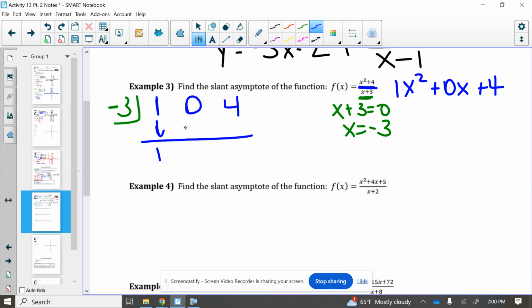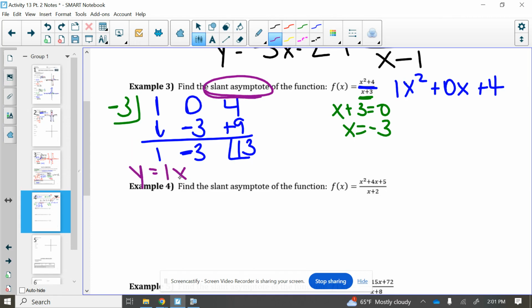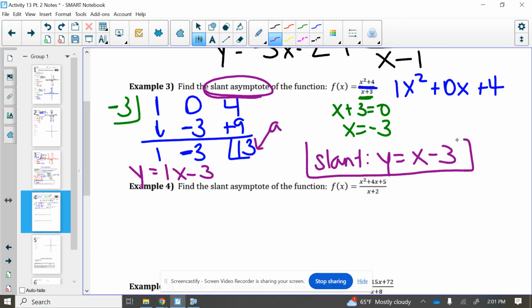So bring down the 1, multiply it by that vertical asymptote value of negative 3, add down. And again, it's not that this remainder piece isn't important, but if our overall goal is to find the equation of the slant asymptote, really what we care about are just these first two terms, because this remainder, this constant value, isn't so important to us for the equation of our slant asymptote, which in this case is just y equals x minus 3.